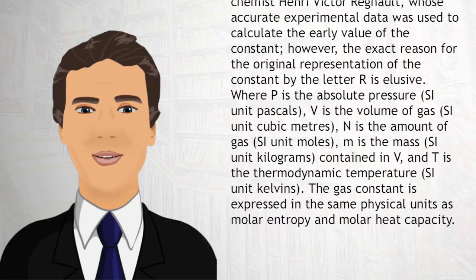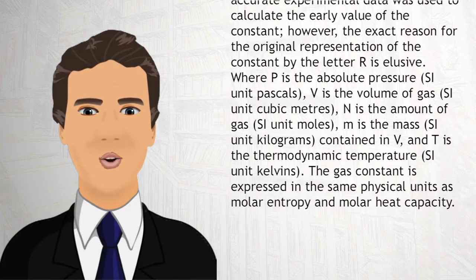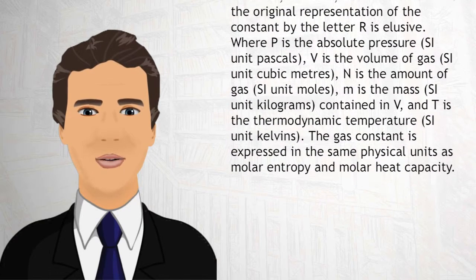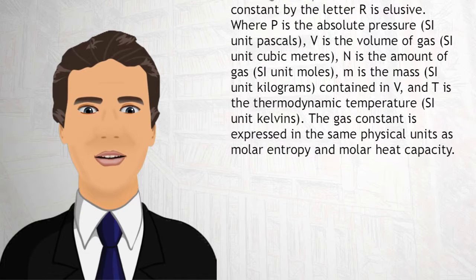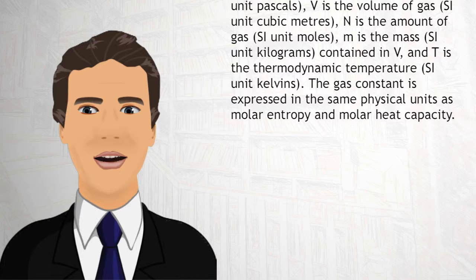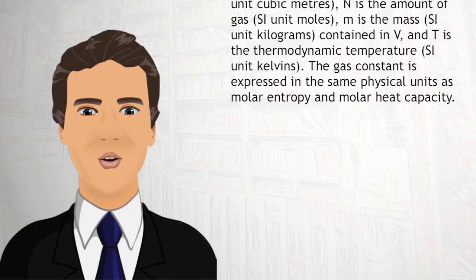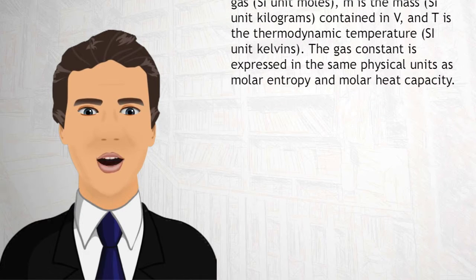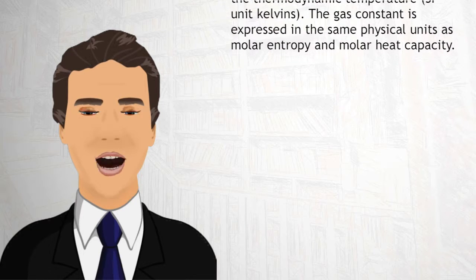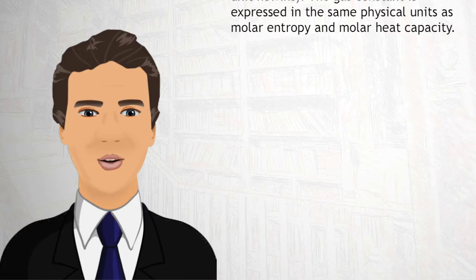Where P is the absolute pressure, SI unit pascals, V is the volume of gas, SI unit cubic meters, n is the amount of gas, SI unit moles, m is the mass, SI unit kilograms, contained in V, and T is the thermodynamic temperature, SI unit kelvins. The gas constant is expressed in the same physical units as molar entropy and molar heat capacity.